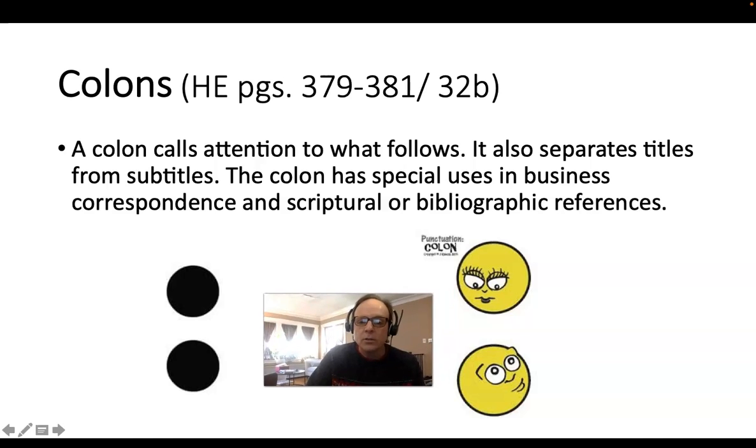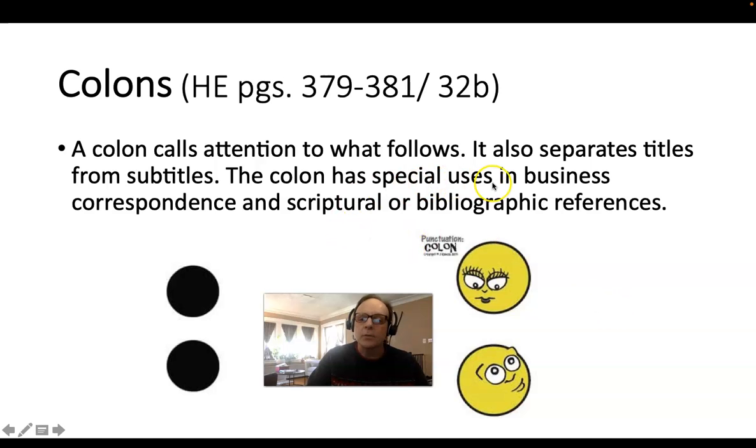Now, I said semicolons, you can probably get by without ever really using them. You can always find another way around it, but colons are a couple of places where you really do probably have to use them, so we'll talk about that. But a colon calls attention to what follows. Something's coming up, and we're going to kind of introduce that.